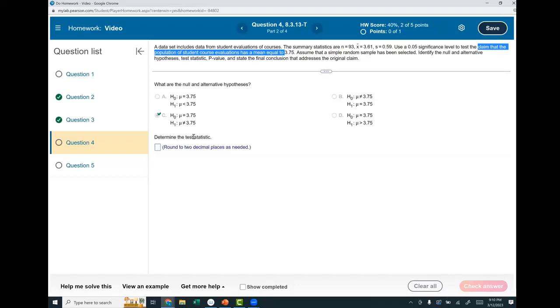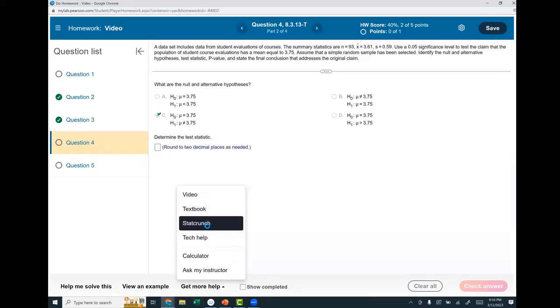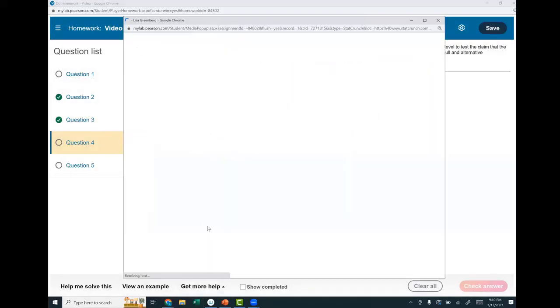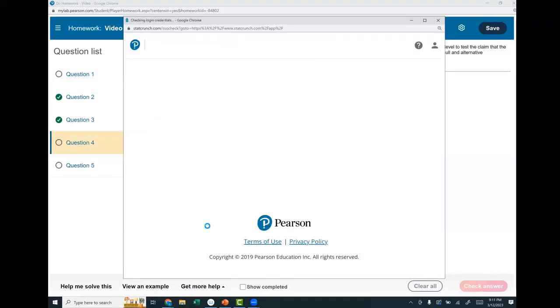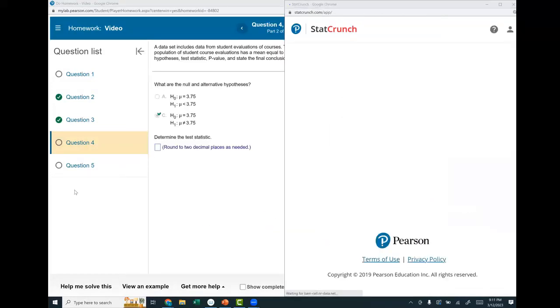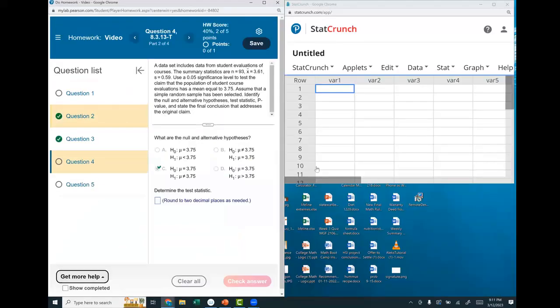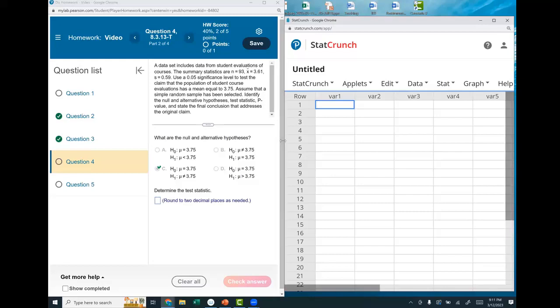Determine the test statistic. Well, there's nothing here. We don't have something like we had in the last problem. So we're going to go to StatCrunch. And I think I'm going to put this on one side. And we can move this over. I don't need a graph.